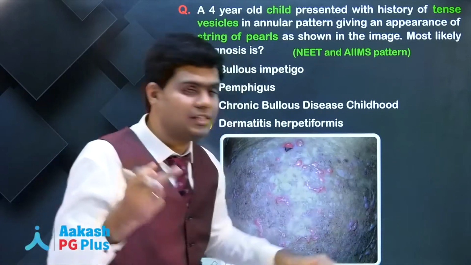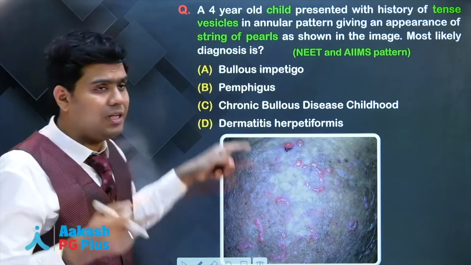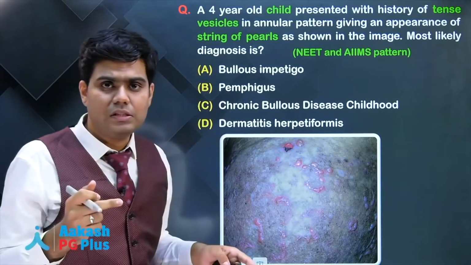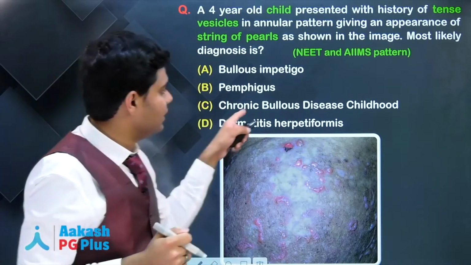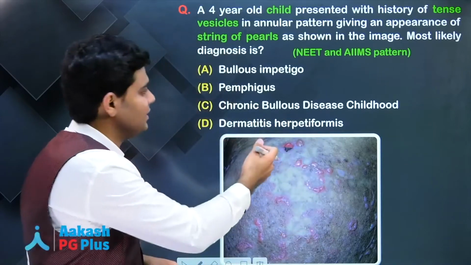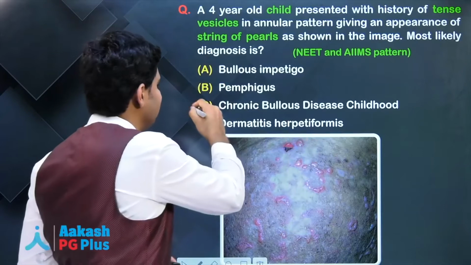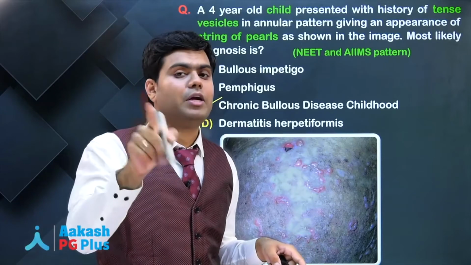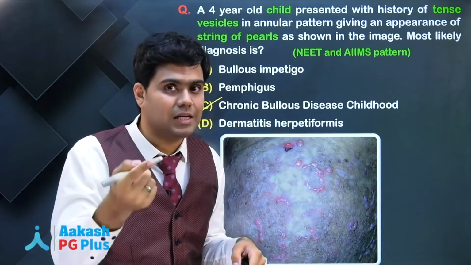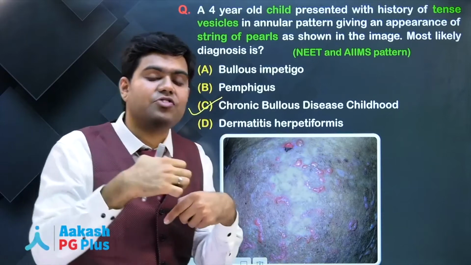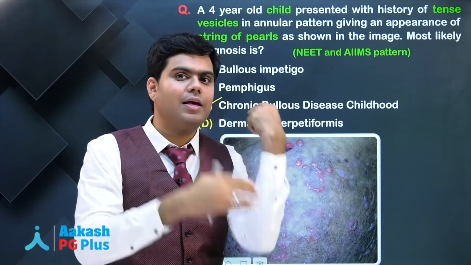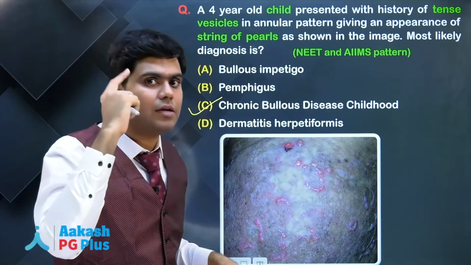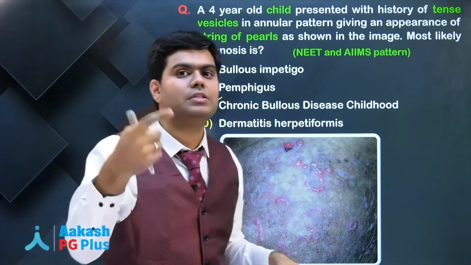So what is the diagnosis here? Is it bullous impetigo? Bullous impetigo is a bacterial infection. It is not. Is it pemphigus? No sir, it is not pemphigus. Is it CBDC, chronic bullous disease of childhood? Yes my friend, that is the correct answer. Can it be dermatitis herpetiformis? No. In dermatitis herpetiformis we see papulovesicles that are all excoriated, scratched because of itching, right? And the site is elbows and knees in dermatitis herpetiformis. Here, string of pearls. Keep in mind, the diagnosis is CBDC, chronic bullous disease of childhood.